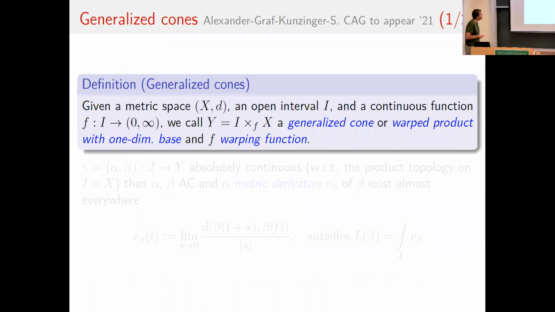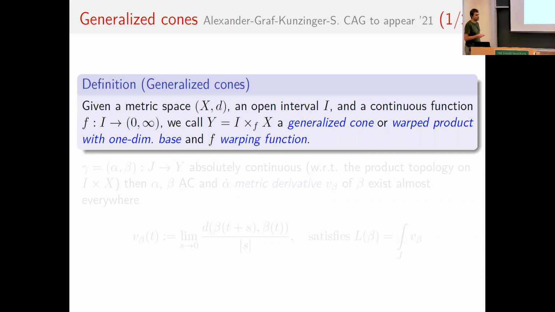So this concludes this part, and we come now to the generalized cones. This is joint work with Stephanie Alexander, Melanie Graf, and Michael Kunzinger. And this gives us a huge class of examples of Lorentzian length spaces. So we take a metric space (X, d), an open interval I in R, and a continuous positive function f. Then we call this product Y = I ×_f X a generalized cone, a warped product with one-dimensional base, and f is the warping function.